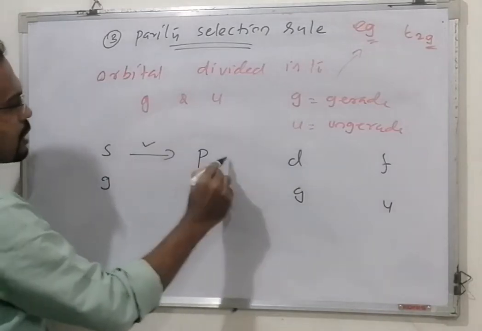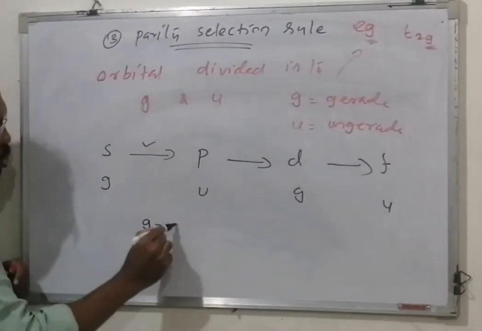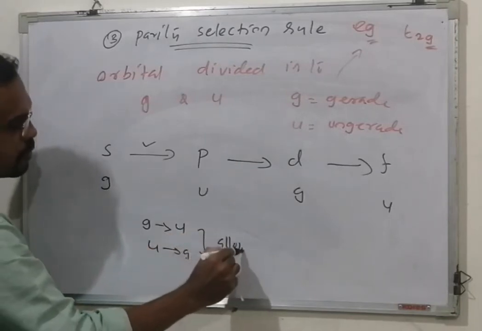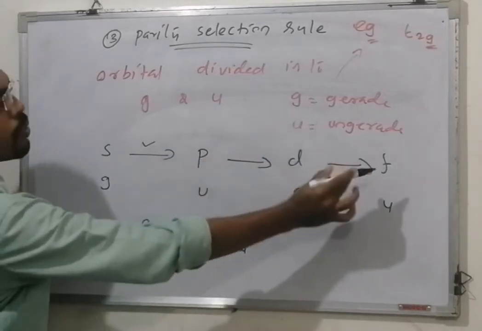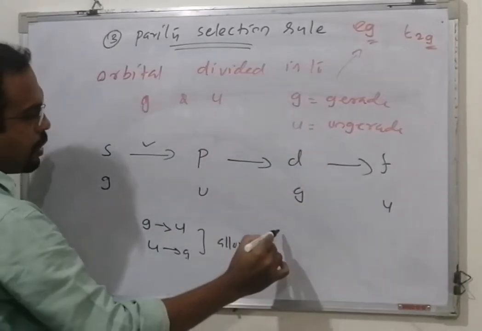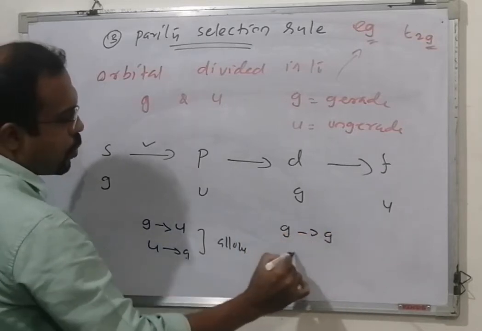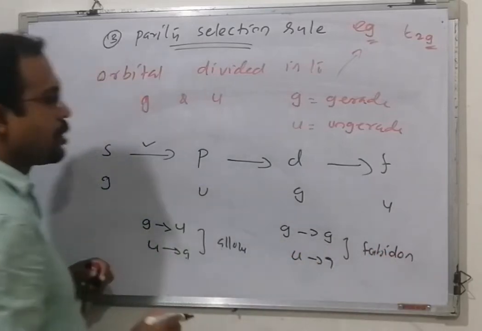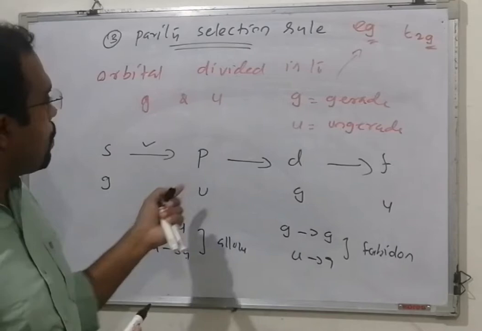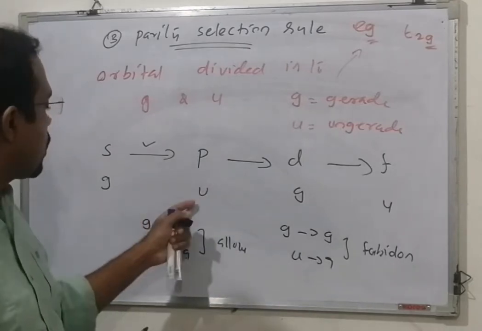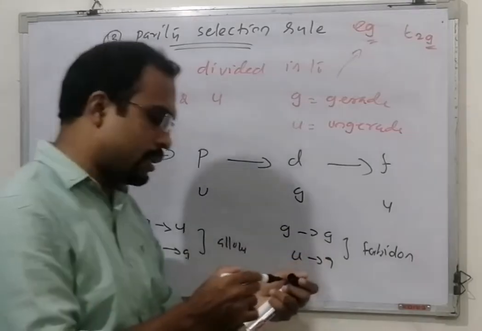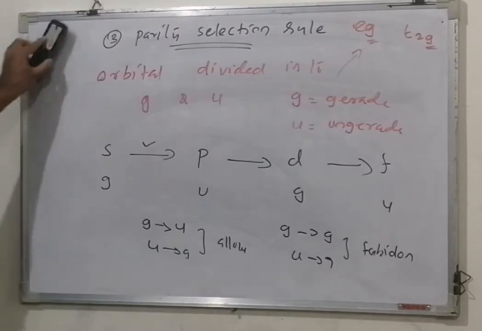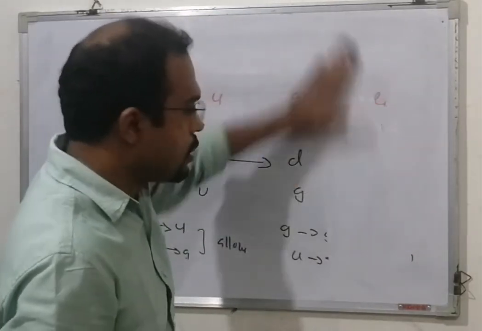Therefore, gerade to ungerade or ungerade to gerade is allowed. But s to g or p to u are forbidden. That is, gerade to gerade or ungerade to ungerade is forbidden. Students, remember this. S to p possible, p to d possible, d to f possible. That is gerade to ungerade or ungerade to gerade is possible, but gerade to gerade or ungerade to ungerade is forbidden. That is called the parity selection rule.